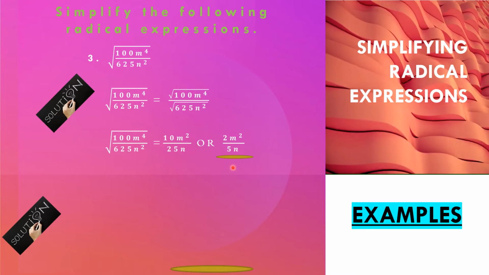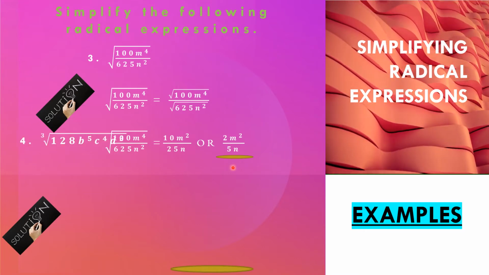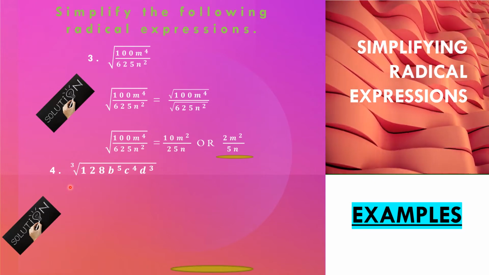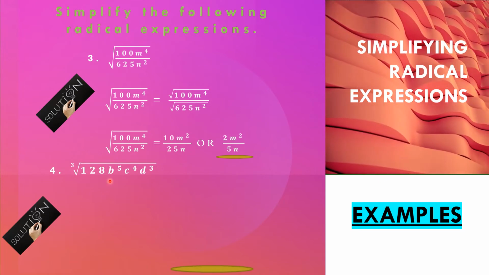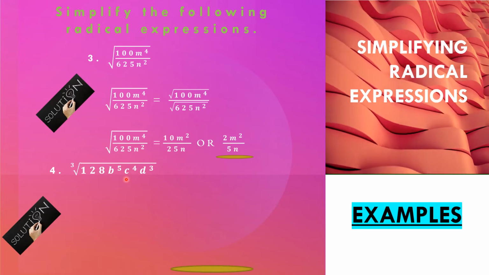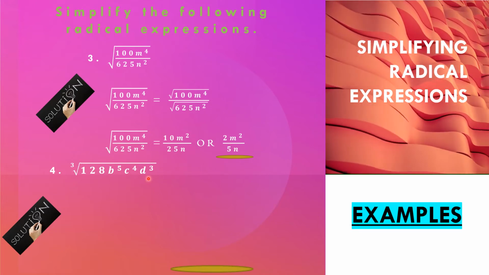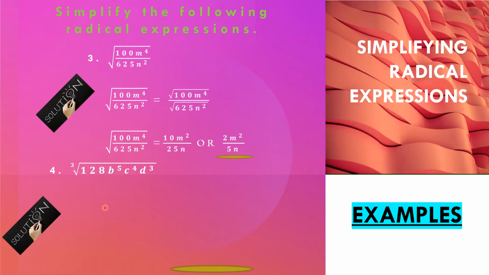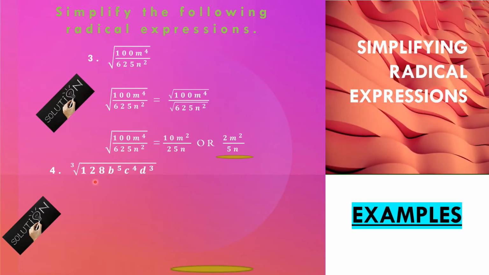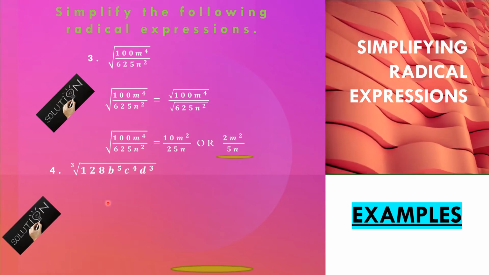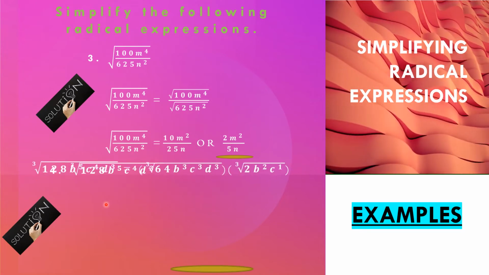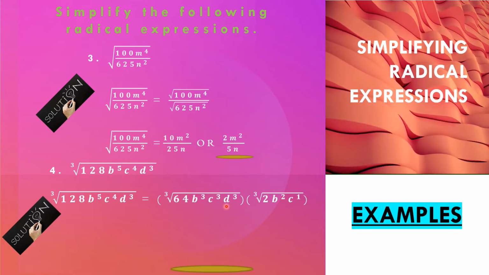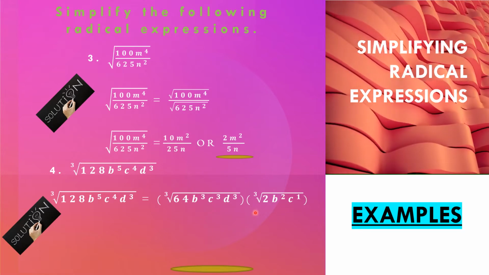For our example 4, we have cube root of 128b raised to 5, c raised to 4, d cubed. So, apply the product property of radicals. We have to factor out the given radical expression. Ang kalalabasan po niyan is ganito. Okay, bakit po ganyan yan? Bakit nagkaroon po tayo ng dalawang factors?